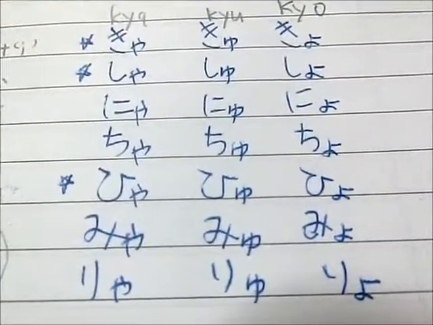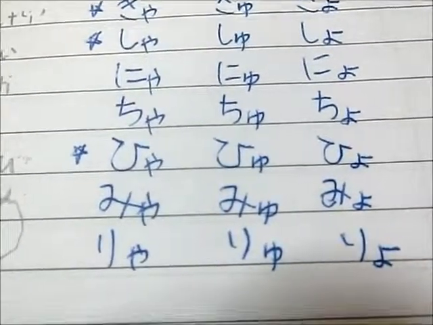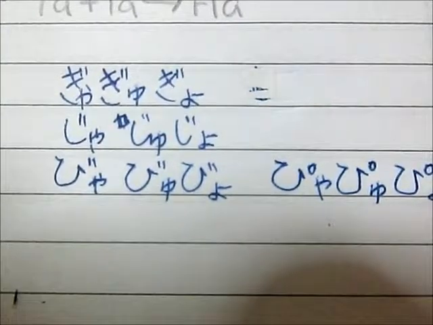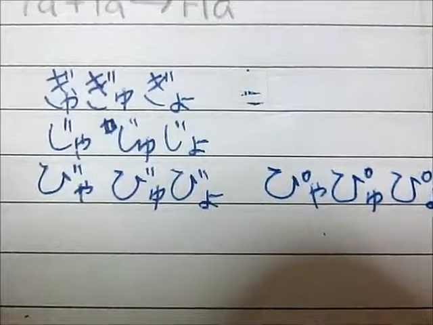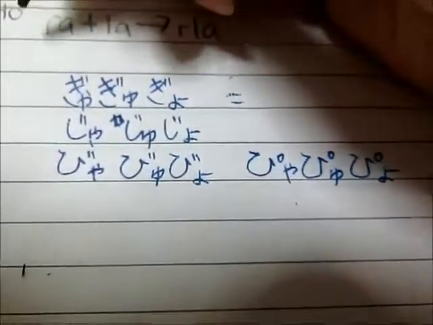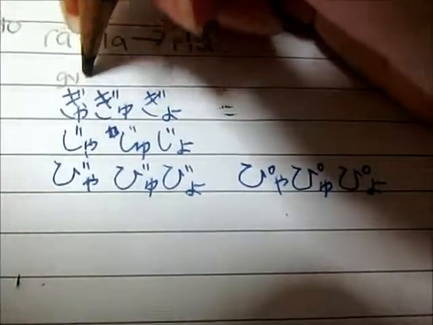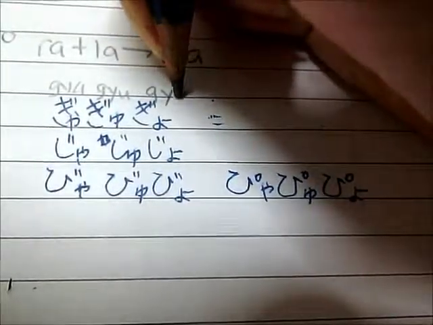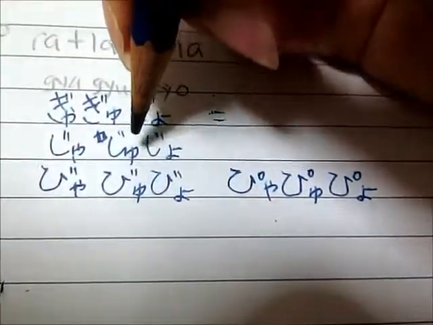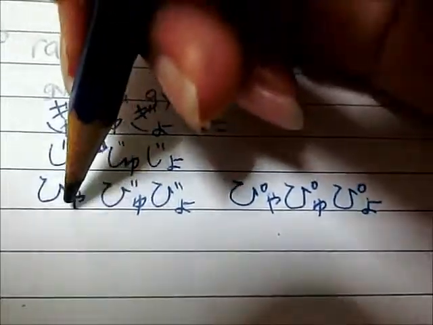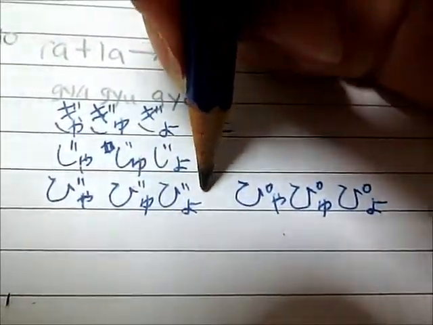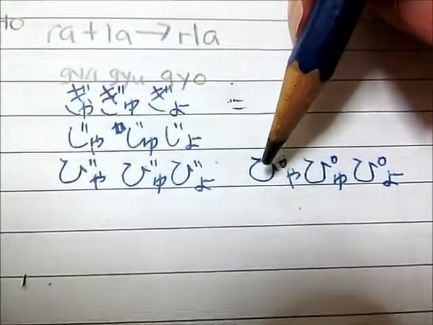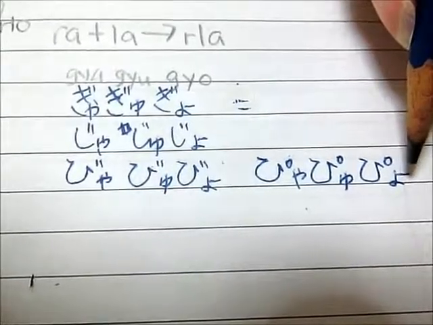Those that I put a star, right, they can actually be transformed further. If you add a double dot at the corner, it'll be Gya. It'll be the G instead. Gyu, Gyo. And then this will be Ja, Ju, Jo, Bya, Byu, Byo. And for this one, if you add a small circle instead, it will be Pya, Pyu, Pyo.